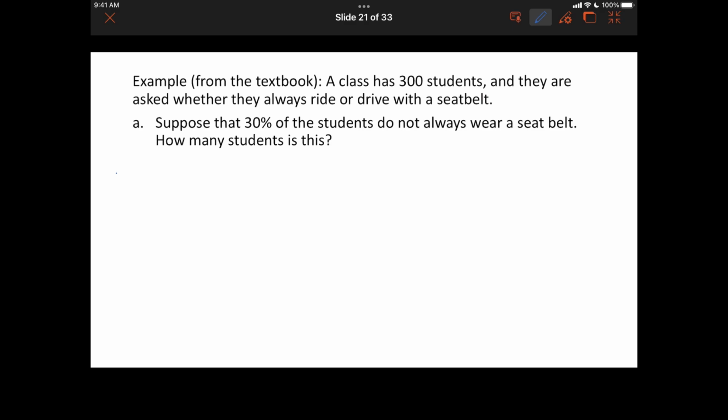Well, the first thing that I want to do is convert 30% to a decimal. Now remember, to convert percents to decimals, I'm going to move 2 places to the left. So my decimal is 0.30. Now I want to find what is 30% of 300. Well, that's the same as taking 0.30 times 300.